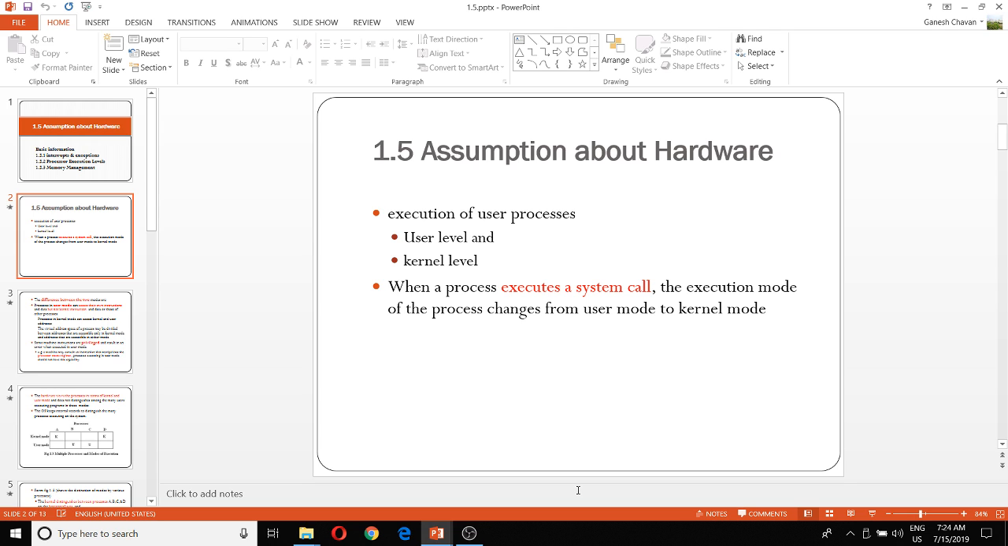Assumptions about hardware. Execution of a user process includes user level and kernel level. When a process executes a system call, the execution mode of the process changes from user to kernel. That is very much evident from this particular discussion. I would like to repeat it. When a process executes a system call, the execution mode of the process changes from user mode to kernel mode.